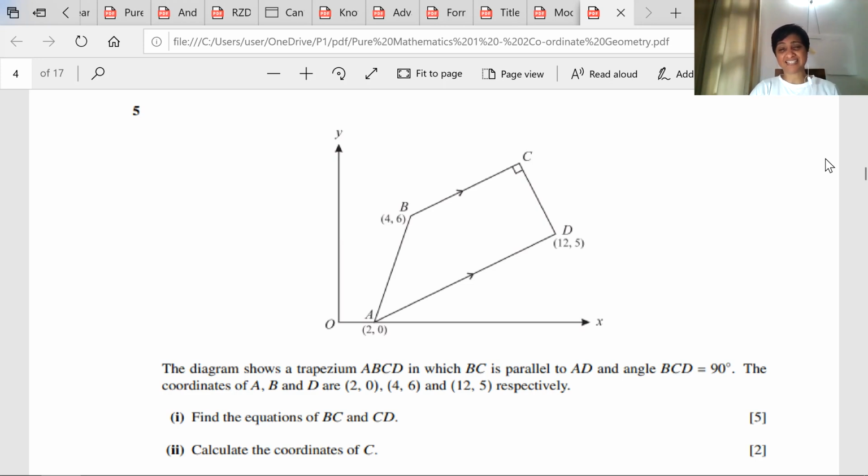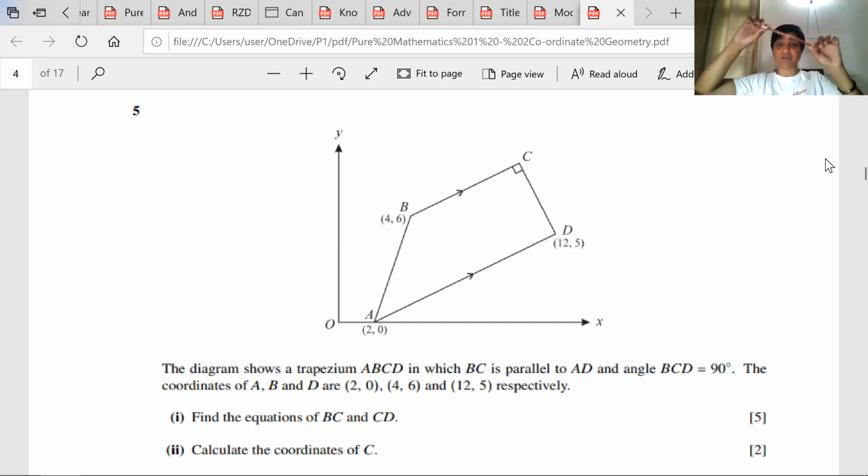Do you see how easy this is? To find the equation of BC, the first thing you have to notice is that for the line BC, I already have a point on that line, B. If I have the slope, then I can write the equation. That's what needs to come to your mind. So you only need to know the slope of BC.